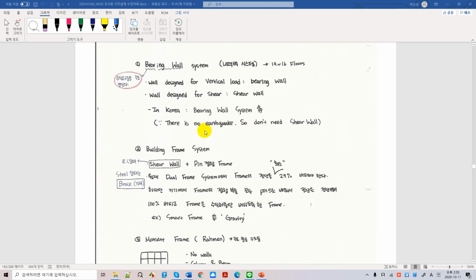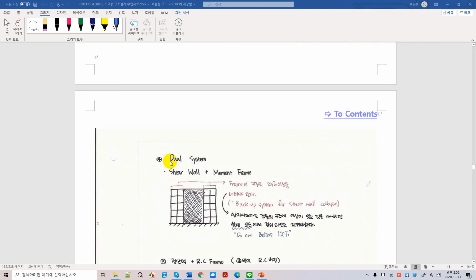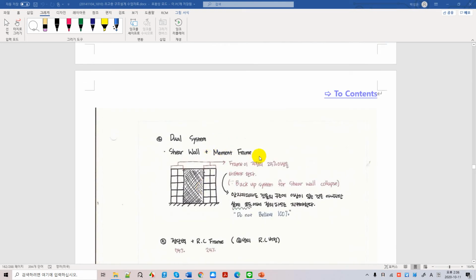And here, especially we have to notice that this building frame system, we should have a pin simply supported frame that is attached to shear walls. Okay, this is important for building frame structure. Most of the buildings that we have in Korea called 주상복합 are using this frame. And if you go to dual system, in dual system we have a moment frame instead of a pin simply supported frame here.